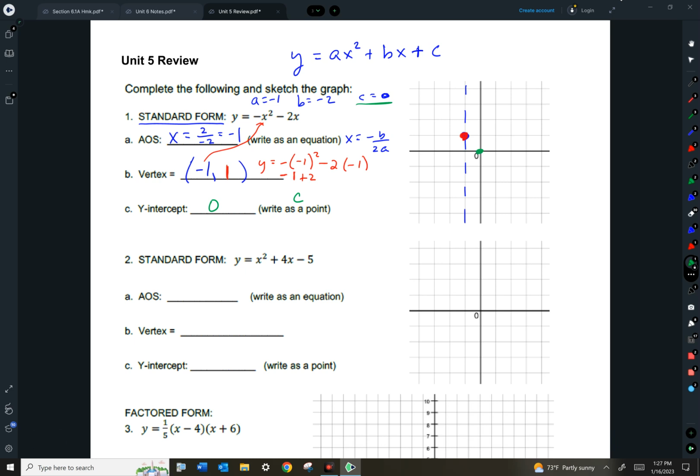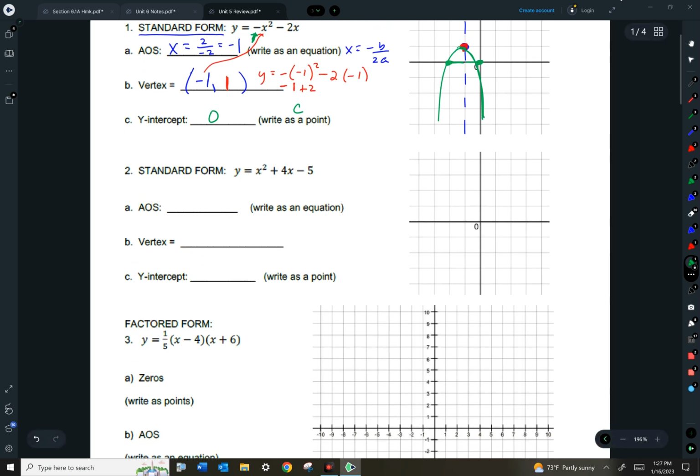Now, I could graph my parabola, but consider that idea of symmetry, right? Because I have this point over here, that means I'm going to have a point equidistant on this side. So that means my parabola is going to look something like this, which hopefully makes sense that it would open down, because remember you have the negative in front of the x squared, right? Doesn't that mean it's opening down? Okay.